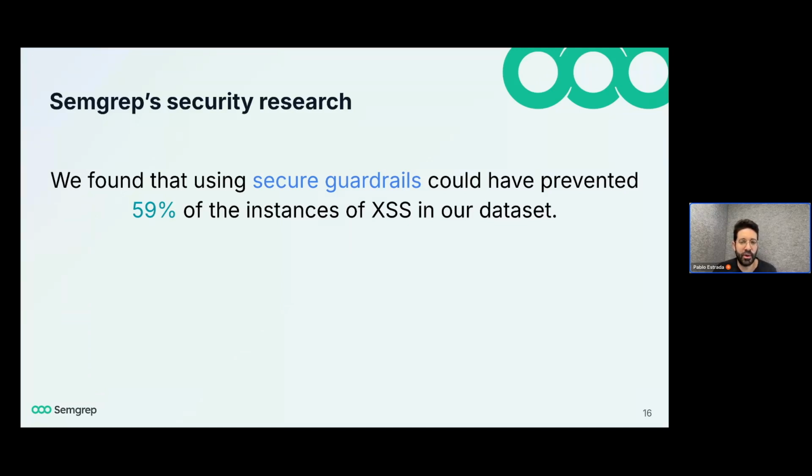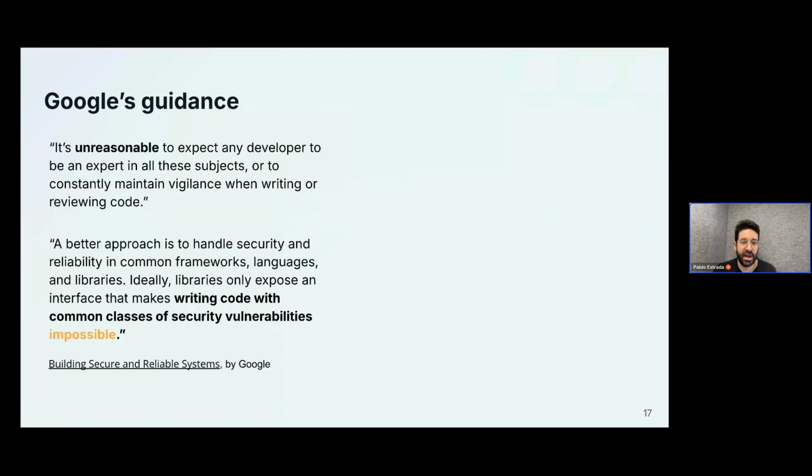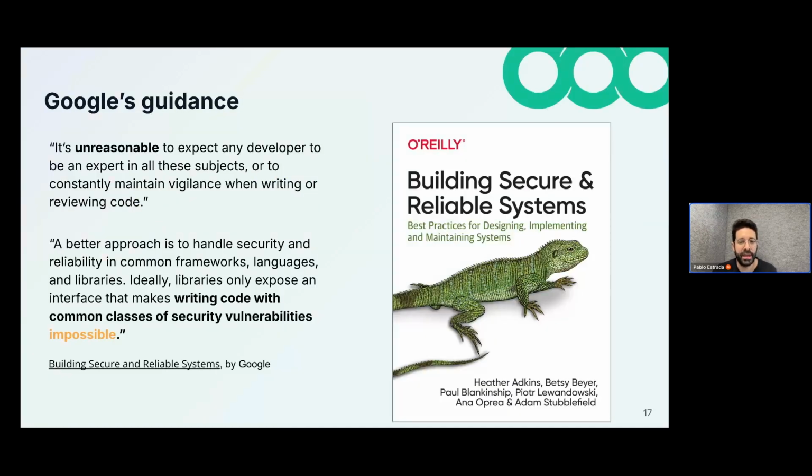We've also seen some organizations write about this. For example, Google in the book Building Secure and Reliable Systems. I'm not going to go into too much detail about what they talk about here. It's a fairly large book. They cover a lot of things.